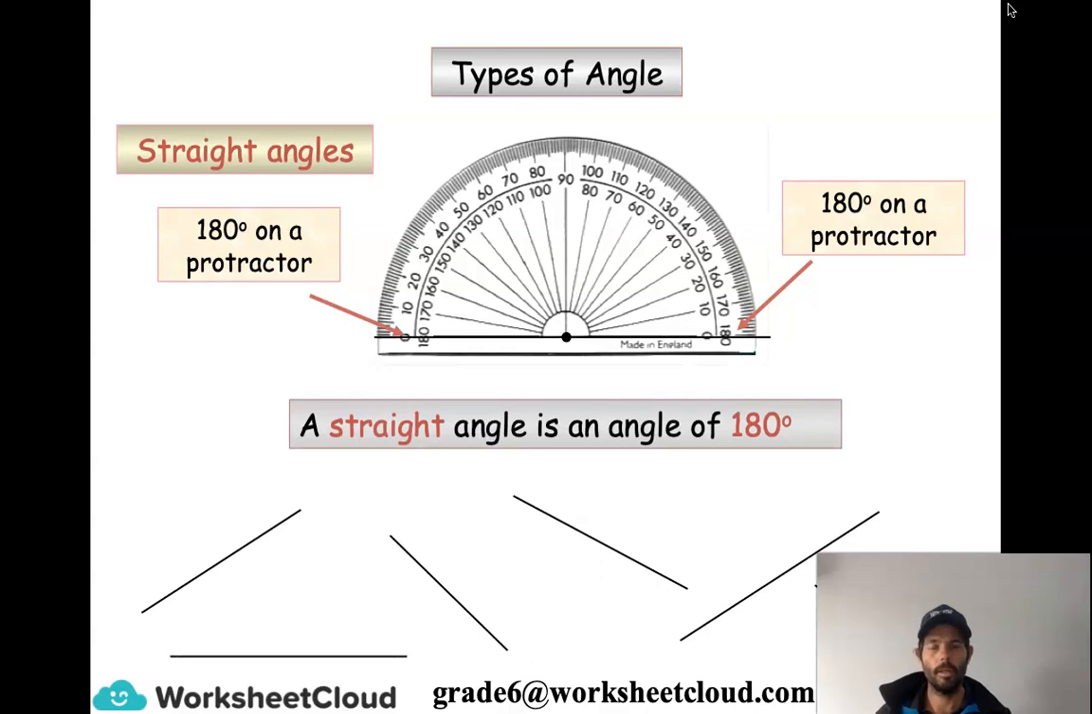Okay, so any line drawn by itself has an angle of 180 degrees.